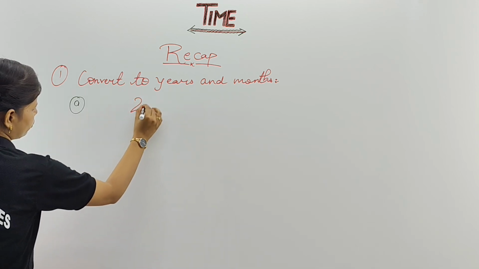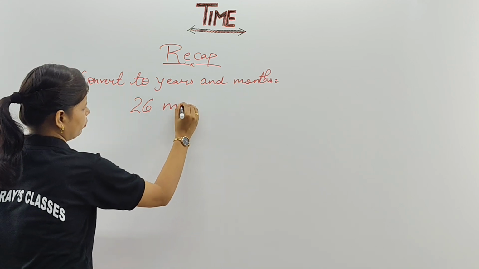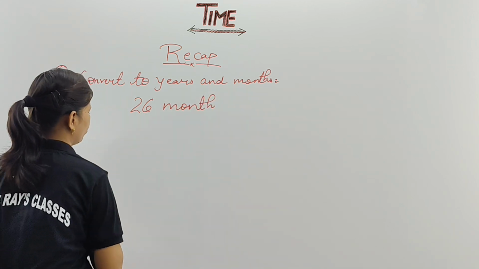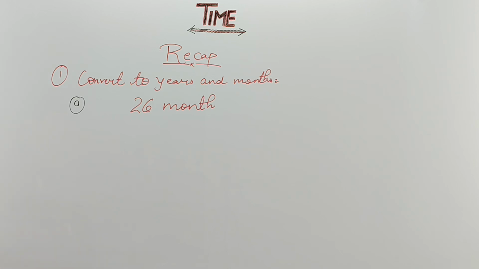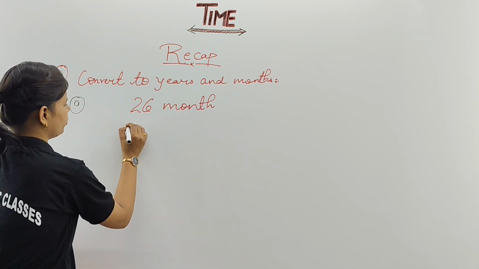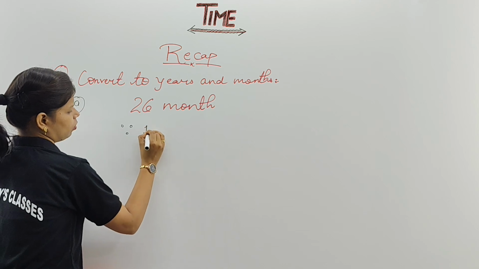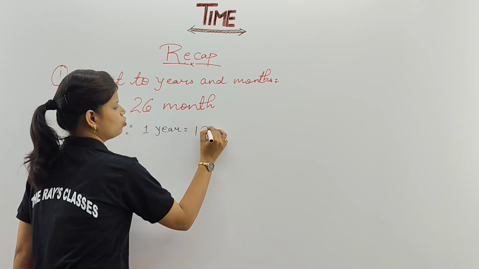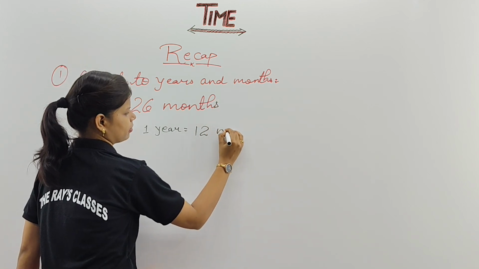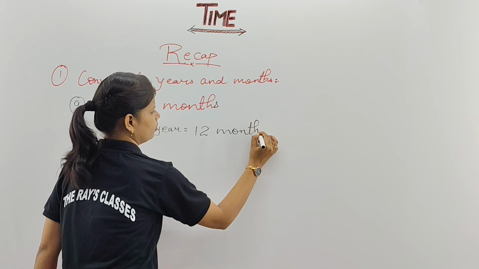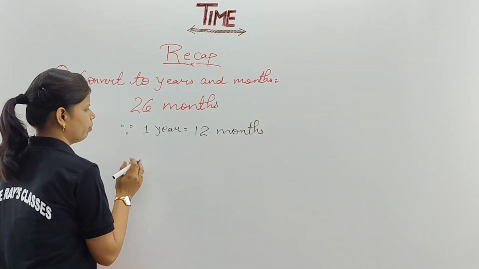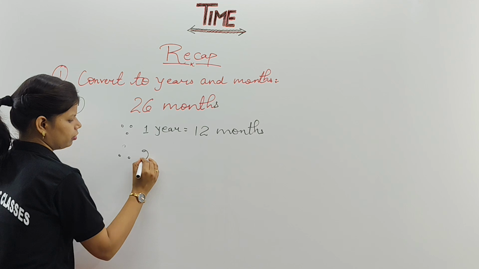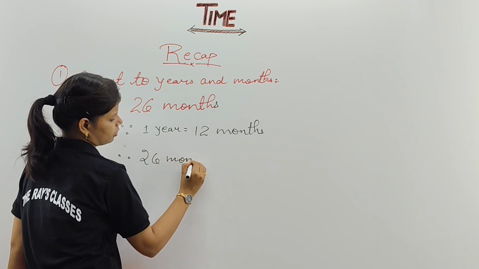Now, first of all, when we are converting this into years, you know very well that in 1 year we have 12 months. Clear? So you can write in brief: 1 year equal to 12 months. Therefore, 26 months equal to what?